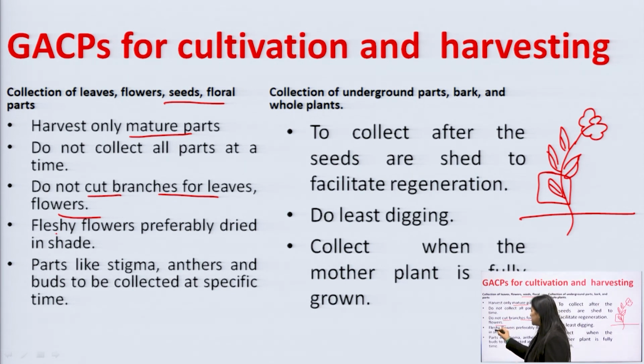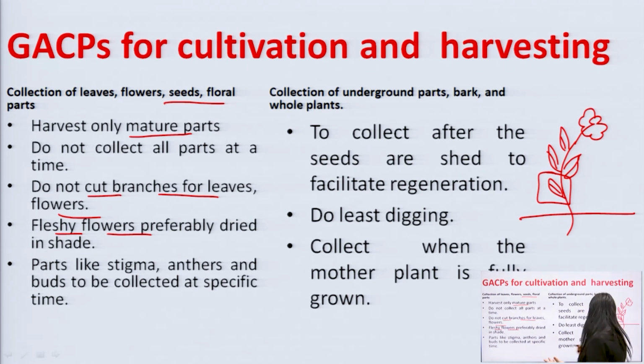Then we have to take care that the fresh flowers are preferably dried in the shade. Flowers are generally cultivated and collected because of their aroma, their volatile oil. Now, these volatile oils are lost when exposed to high temperature. So, we have to ensure that whenever we go for the drying of the flowers, we spread the flowers on beds in the shade and not in the sun.